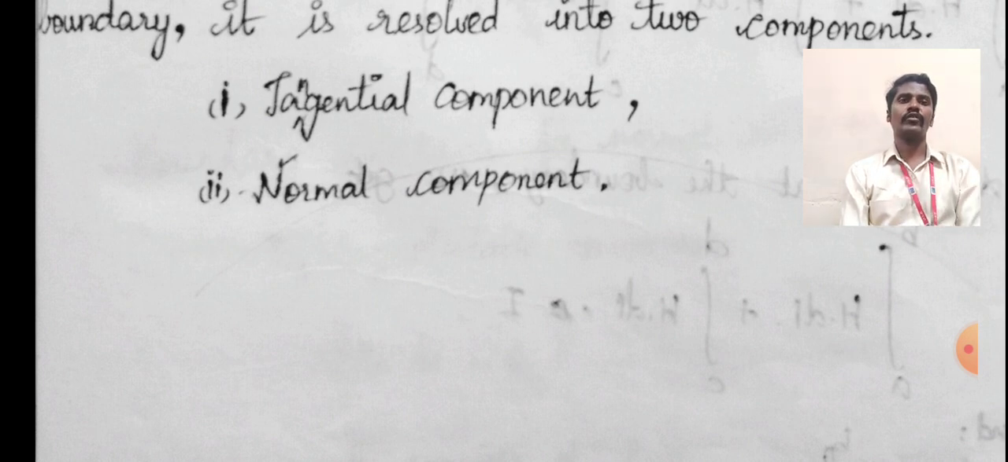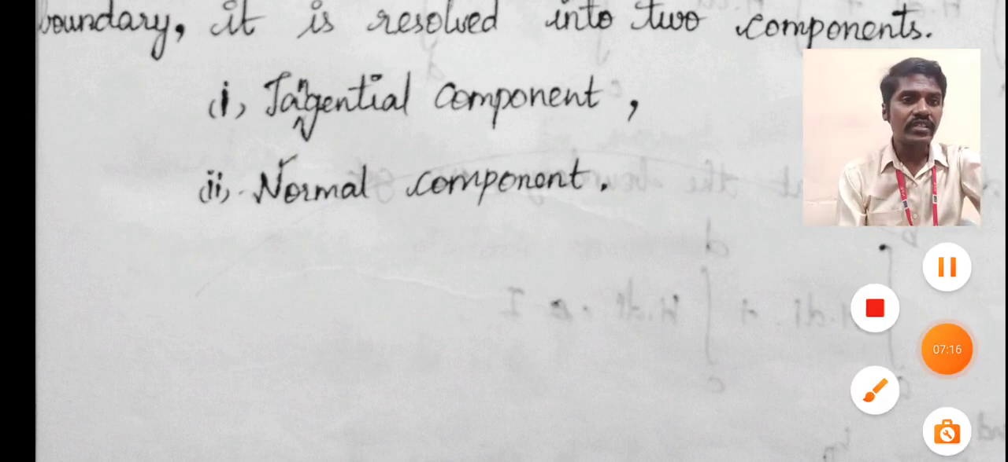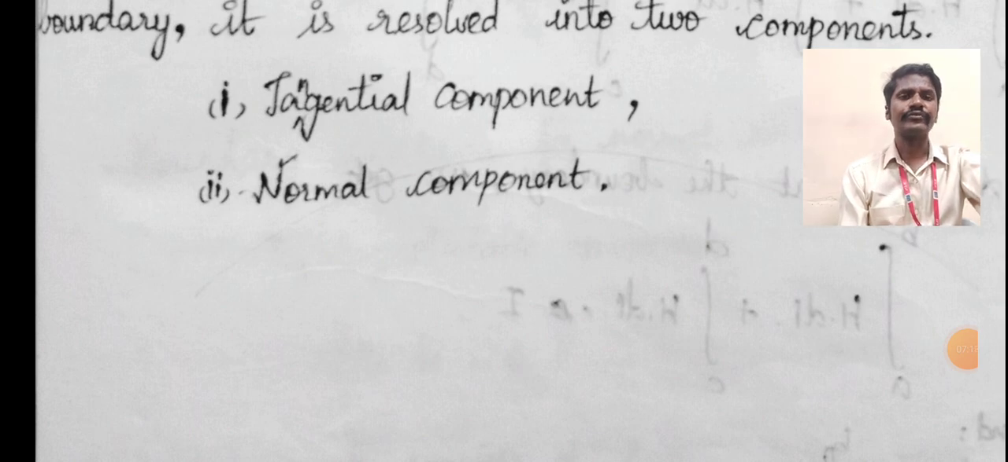Here we conclude that the tangential component is said to be discontinuous, while the normal component is said to be continuous. Whereas in electrostatics the tangential component is said to be continuous and the normal component is said to be discontinuous. So that is the difference between electrostatic boundary conditions and magnetostatic boundary conditions. The magnetostatic boundary conditions play a vital role as far as these things are concerned.